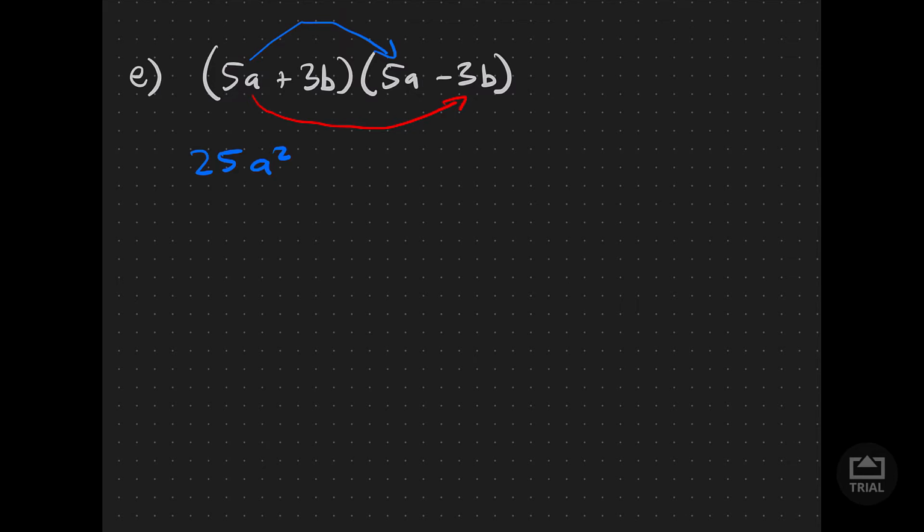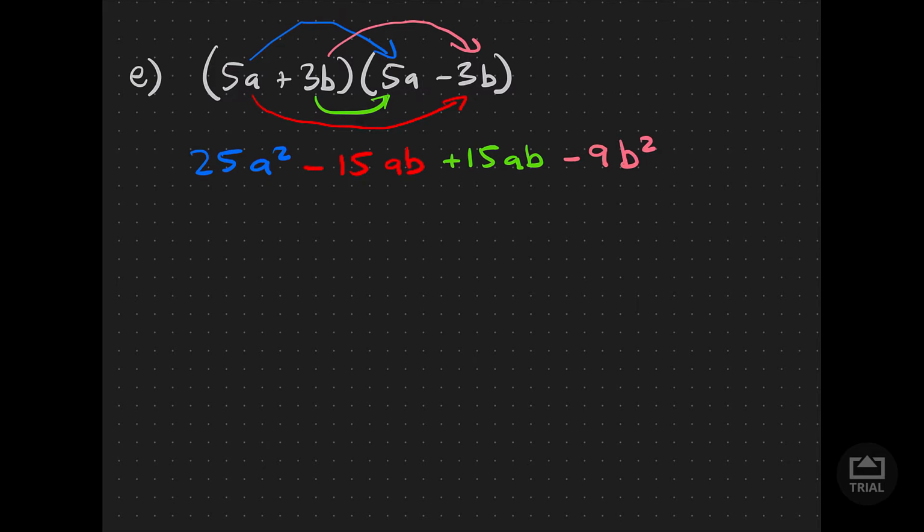Just really be careful with those signs in front of the terms. So make sure you know that it's a negative and say it to yourself so that you're not forgetting. So it's a negative 15ab. Now if we move to the inside terms, we've got positive 3b times a positive 5a. That's going to be a positive 15ab. Okay, and finally, our last ones are positive 3b times negative 3b, which is going to be a negative 9b squared.